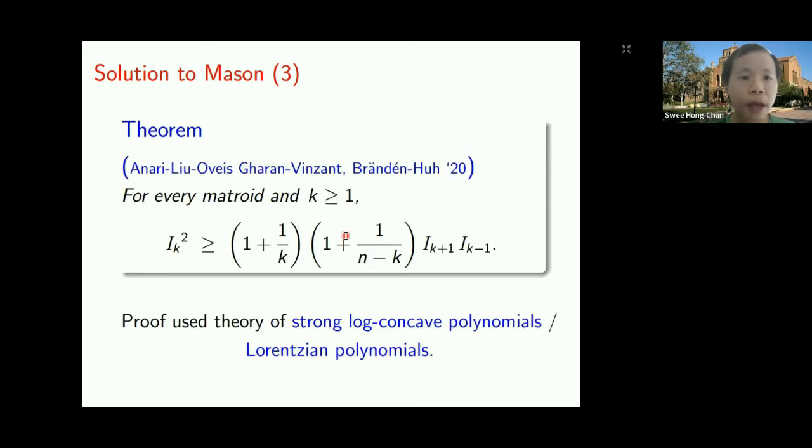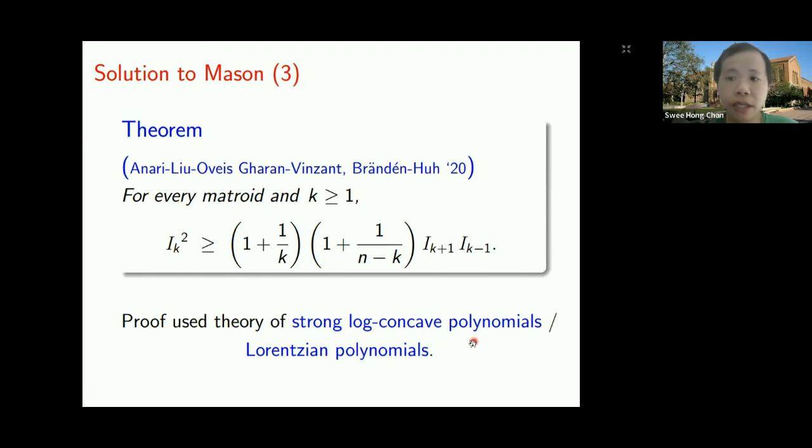And finally, 2020 is again the publication date. It was shown independently by Anari, Liu, Oveis Gharan, and Vinzant, and I think in particular Cynthia will talk about this more tomorrow, and also by Brändén and Huh, where they show that yes, the strongest form of the Mason conjecture is also true. The way they do this is a bit different from the previous two. They instead develop a new theory of polynomials, which Anari's group called strongly log-concave polynomials, while Brändén and Huh's group called them Lorentzian polynomials.